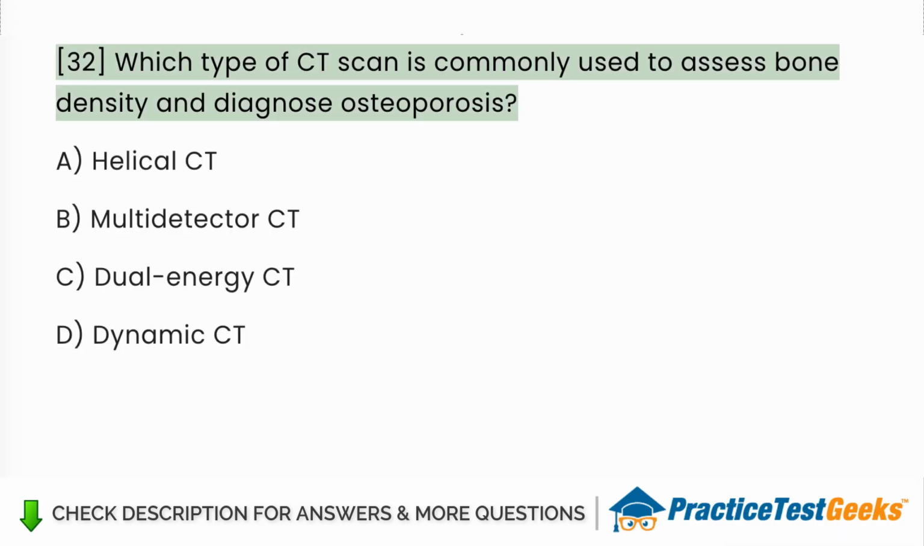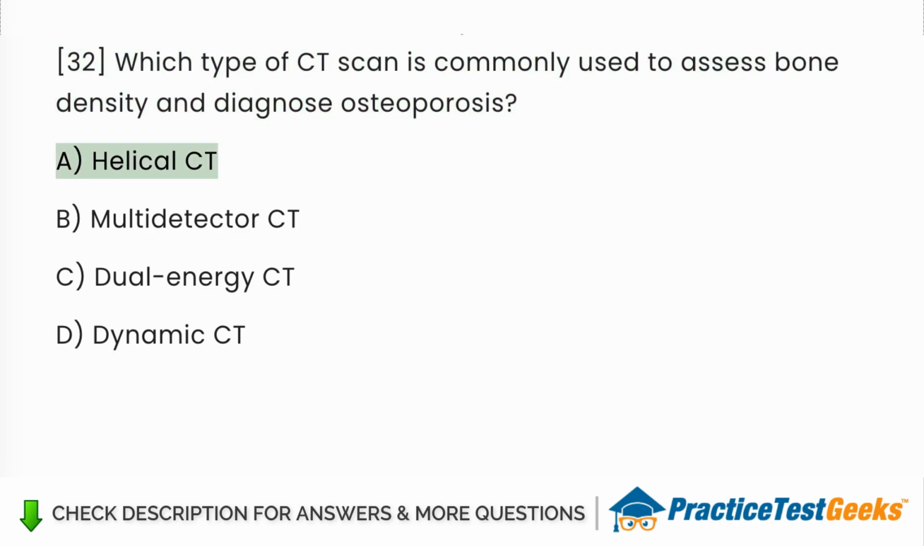Which type of CT scan is commonly used to assess bone density and diagnose osteoporosis? A. Helical CT. B. Multi-detector CT. C. Dual energy CT. D. Dynamic CT.